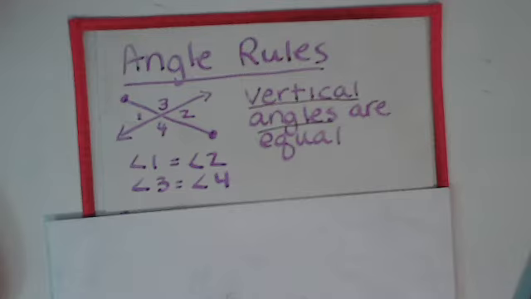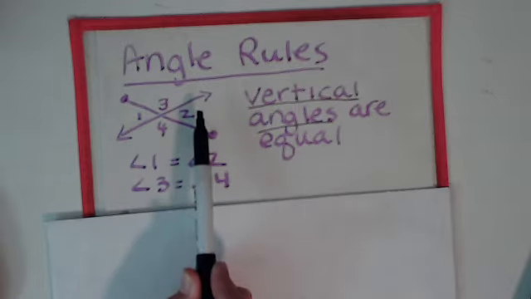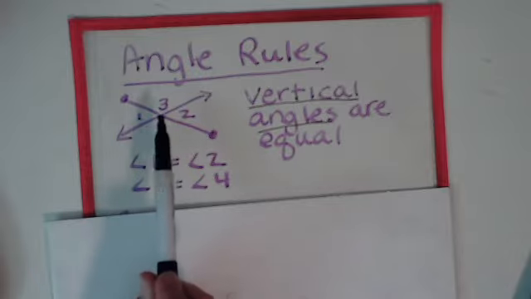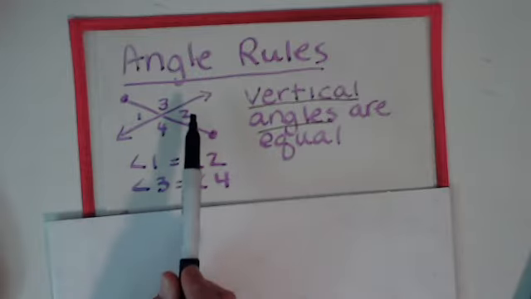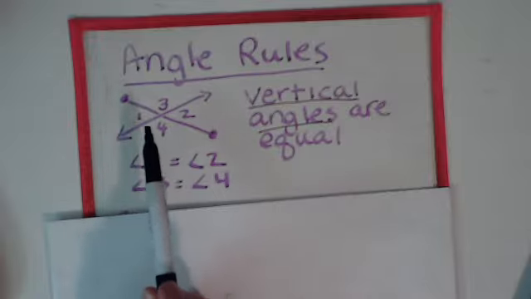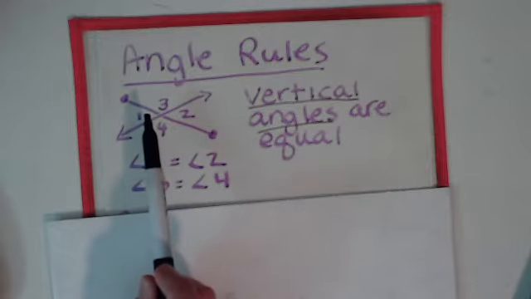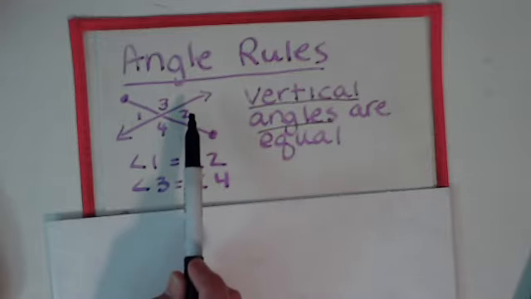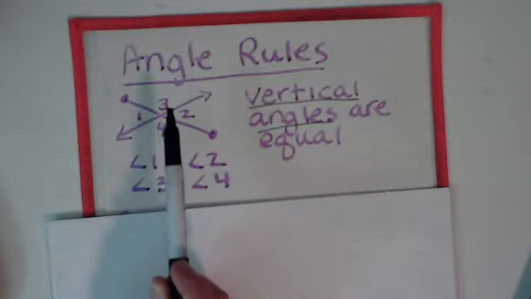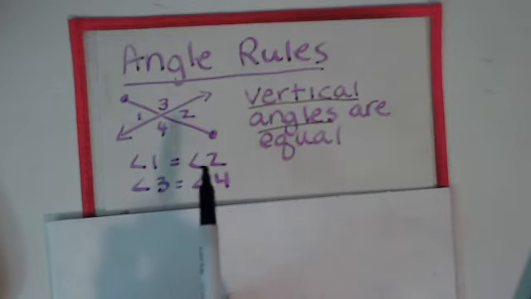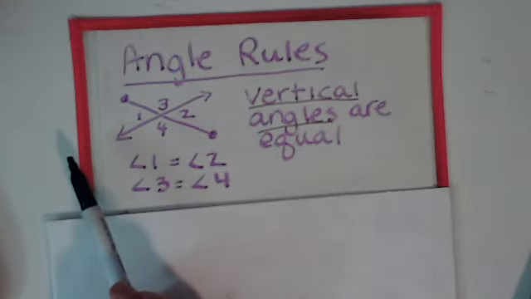Vertical angles are angles that are across from each other. Vertical angles are equal. So in this diagram here we have a line segment crossed by a line, and we have four angles that were formed, 1, 2, 3, and 4. When we look at these angles, the two that are across from each other, we have 1 and 2 are across from each other, and these angles are equal, and 3 and 4 are across from each other, and these angles are equal. This rule works when you have two intersecting lines or line segments.